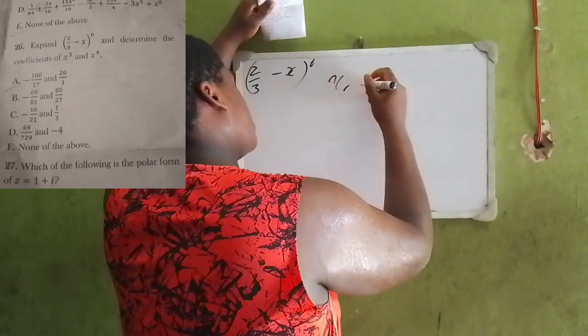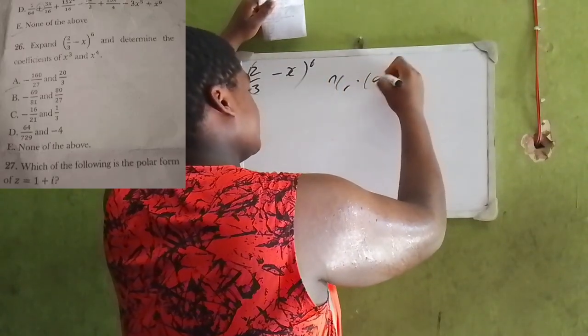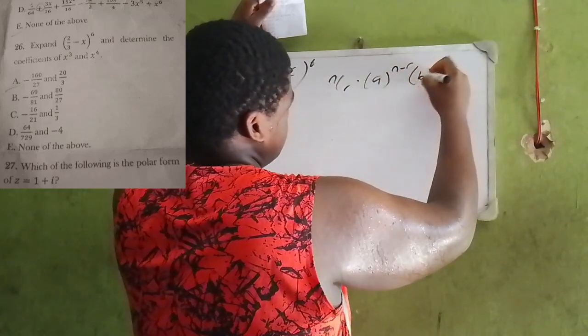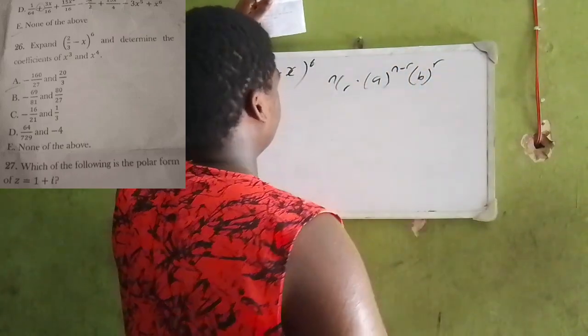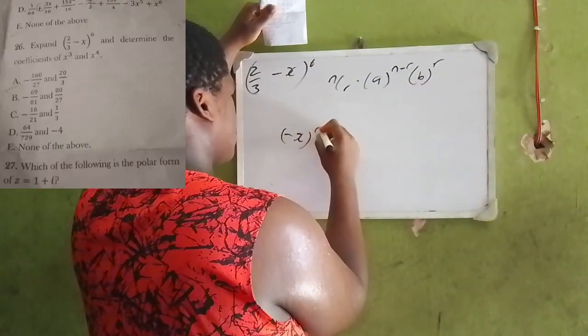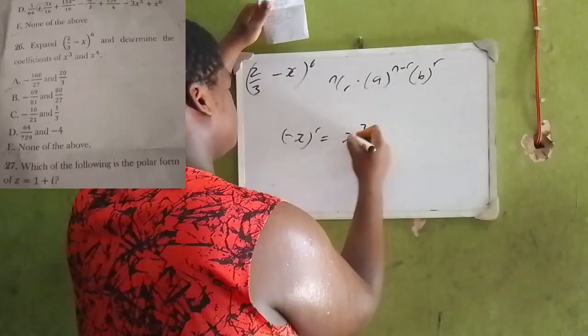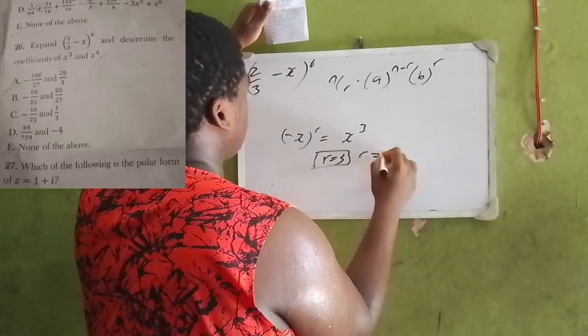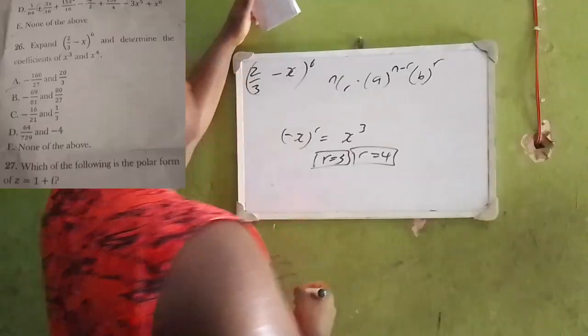We have n combination r times the first term to the power of n minus r times the second term to the power of r. This second term is minus x. So we have minus x to the power of r should equal x to the power of 3. That means r should equal 3 and r should equal 4 for the two cases.